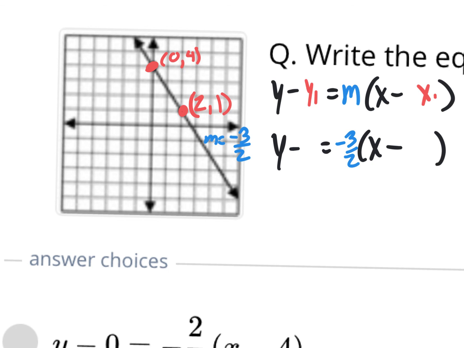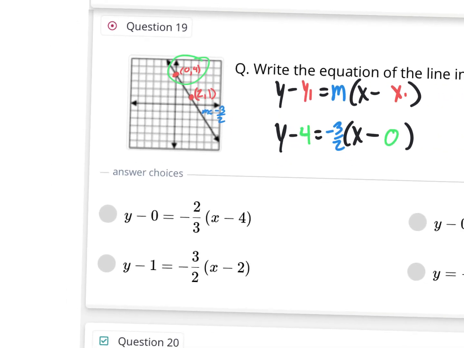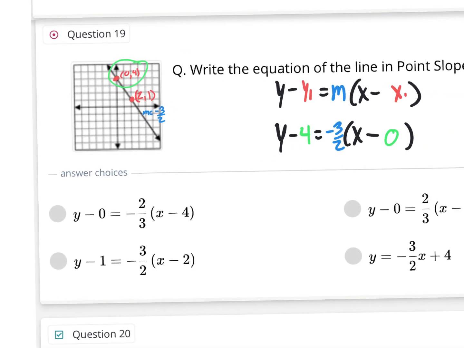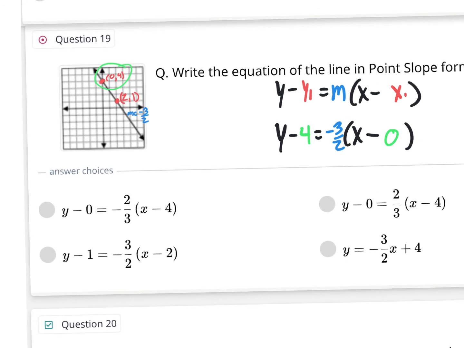And if we plug in the first point, 0, 4, 0 for x, 4 for y, and we look at those multiple choice answers, it's not there, right? Okay, so that's fine. It's not there, but they might have used the other point, which in this case they did. They actually used the coordinate 2, 1 instead of 0, 4. That is possible. So all we've got to do is plug it in.